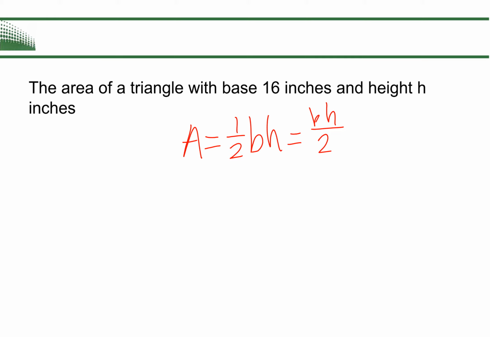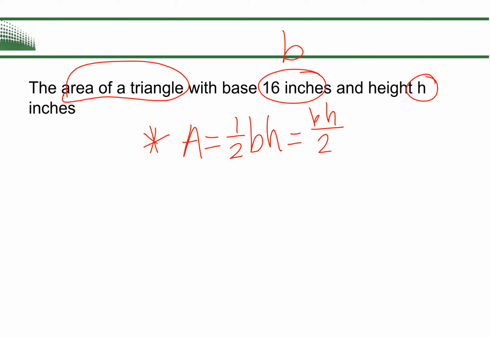So the area of a triangle with base 16 inches, so in this case, this right here would be your B that we have in our formula, and height, H inches. And so in this case, we're just going to be using H. So in this one, not only did we have to recall a formula or write an equation just from that fact of it saying the area of a triangle, but then I'm going to fill in some extra information.